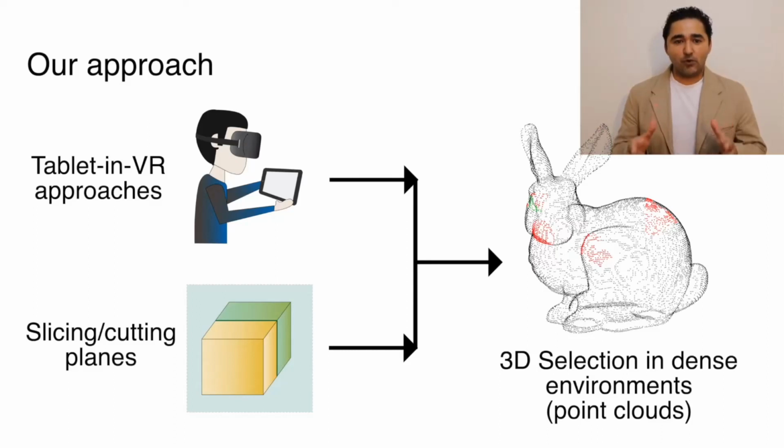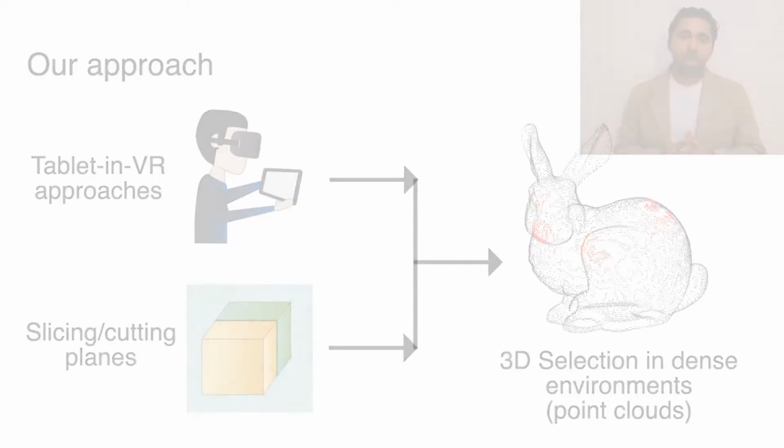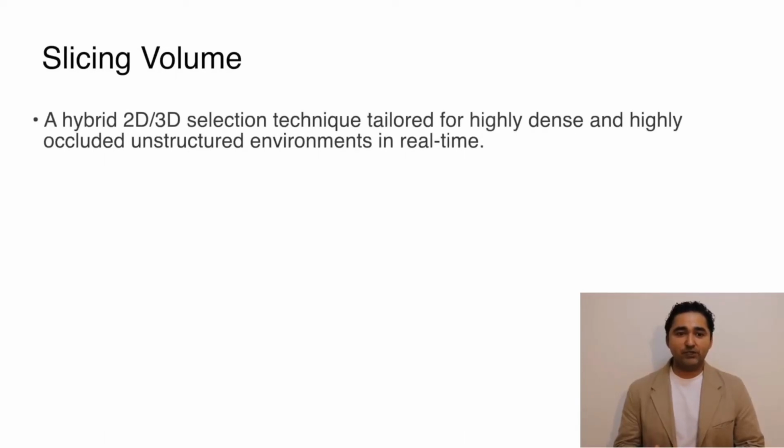By combining these two approaches, we obtain the advantage of the stability provided by using a physical surface, for instance a tablet, and the extra visualization that cutting planes can offer. Therefore, in this paper we propose slicing volume, a hybrid 2D/3D selection technique tailored for highly dense and highly occluded unstructured data in VR in real time.